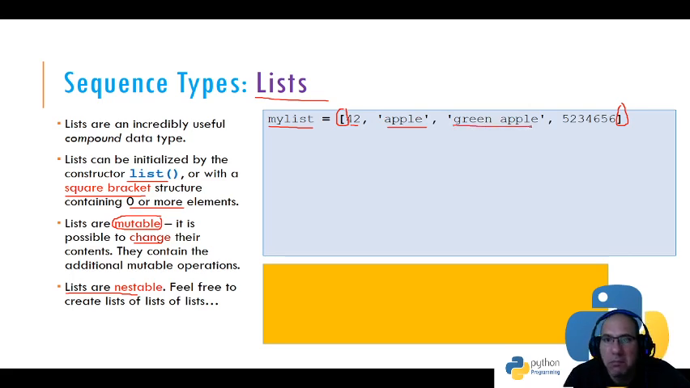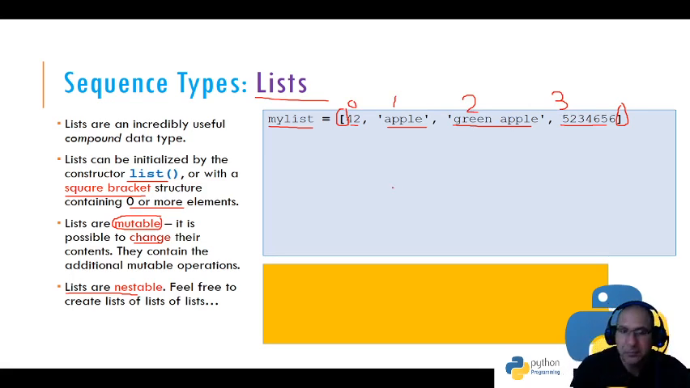We can have a sentence or string with spaces inside. No, it doesn't make any difference. We have another number here, so this statement creates for me a list called mylist, a variable, an object, and it has 4 elements. These elements are indexed from 0, 1, 2, and 3. So the indexing of these elements are 0, 1, 2, and 3.